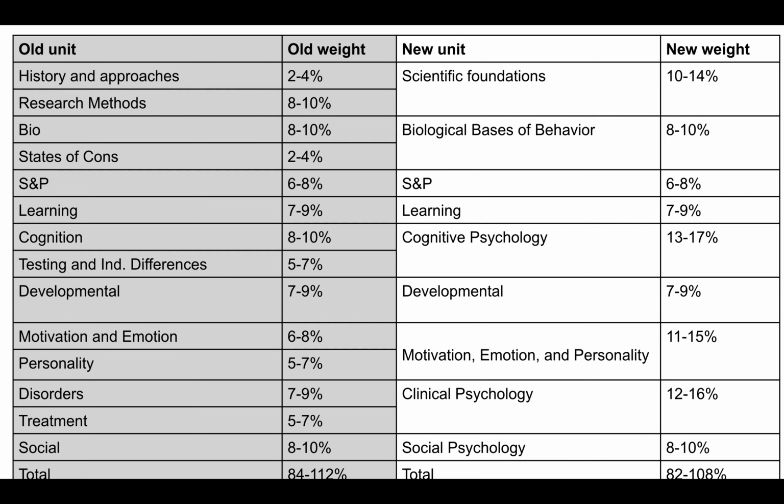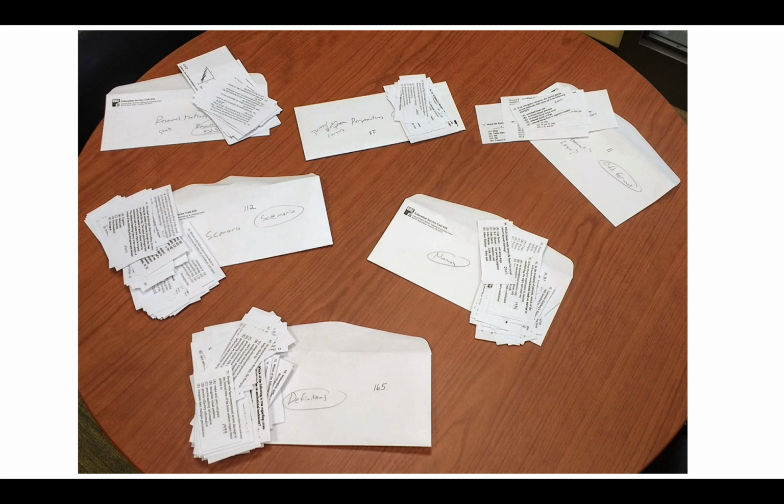The percentages indicate the proportion of items that you can count on being from that unit when you see the AP Psychology exam. So 10 to 14% of the items on the AP Psychology exam will be from the Scientific Foundations unit. So that's one way to think about how the AP Psychology test is organized. But there's another way to think about it as well.